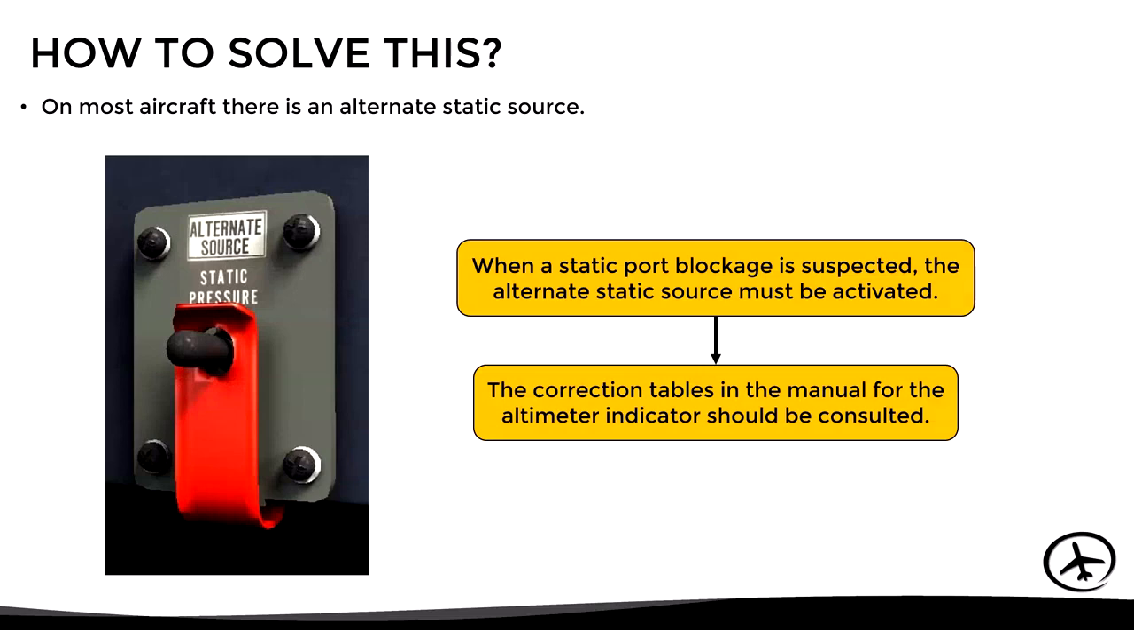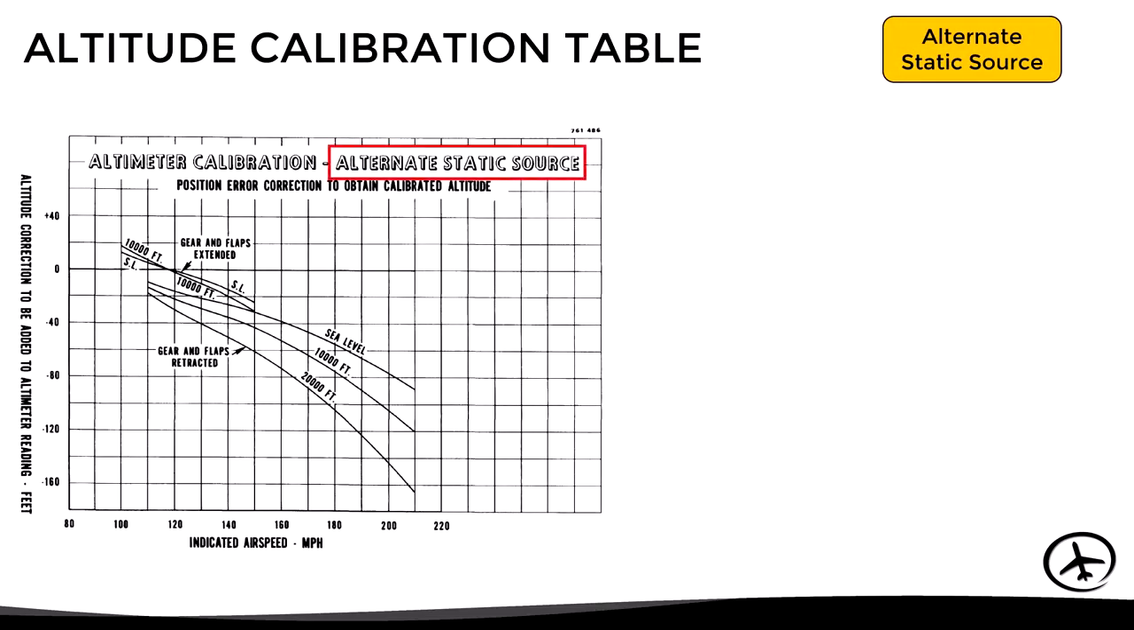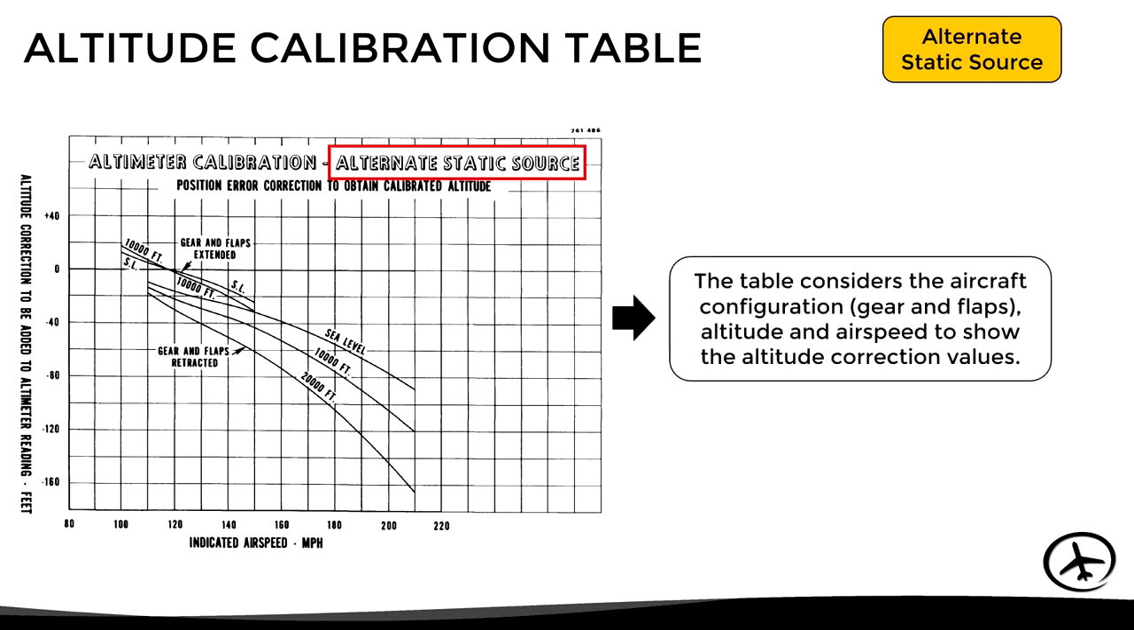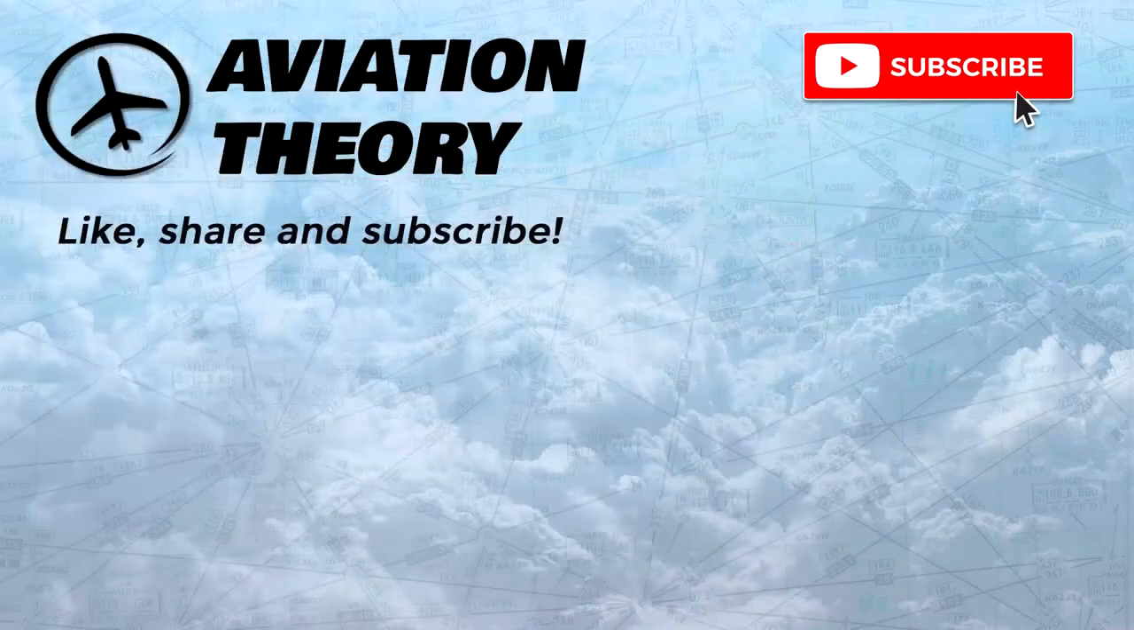Here we can see an example of an alternate static source altitude calibration table. As we can see, it is very similar to a regular altitude calibration table, so it is used the same way. I hope the information presented in this video has been useful.